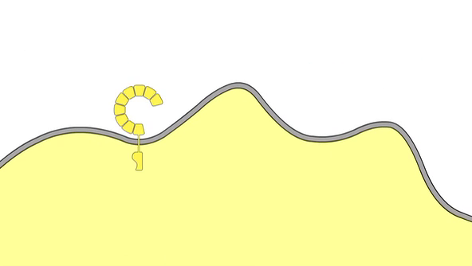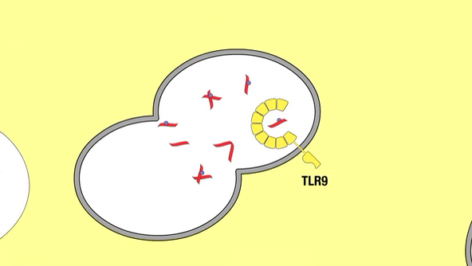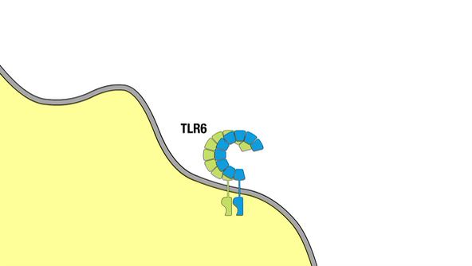For example, TLR5 recognizes flagellin, which is a highly conserved constituent of the bacterial flagellum. Bacterial genomes contain methylated CpG oligonucleotide motifs, which are recognized by TLR9 once the genome has been degraded in the lysosome. TLR6 and TLR2 are a dimer that recognize diacyl lipopeptides.